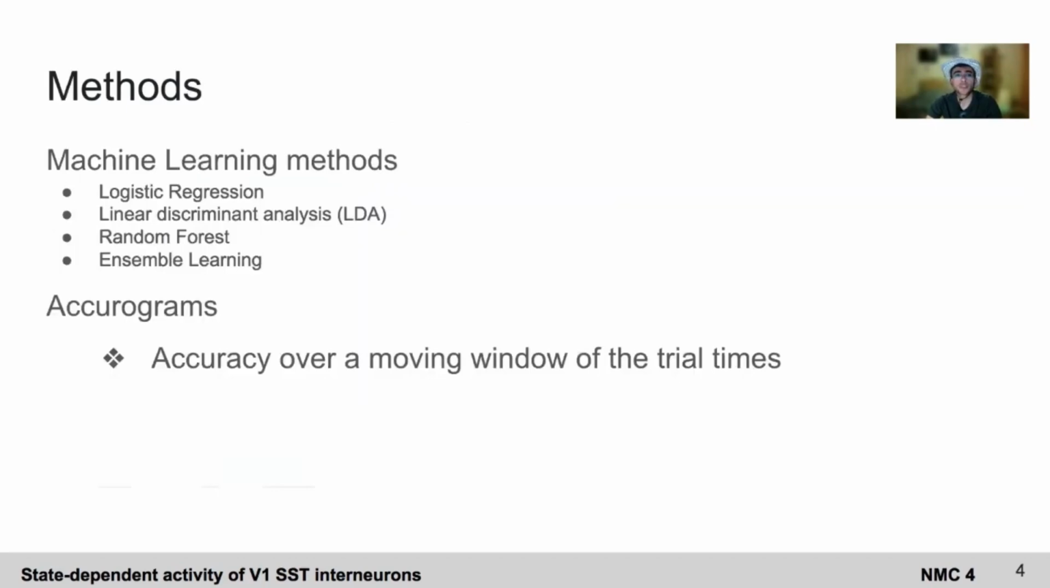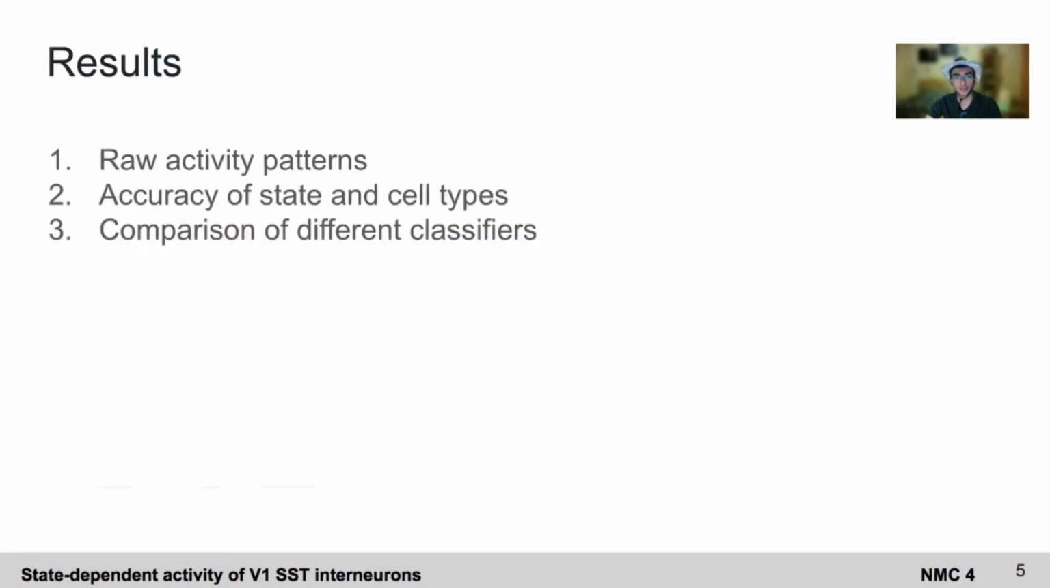We use different machine learning methods like logistic regression, linear discriminant analysis, random forest, and ensemble learning, and compared them for computing our accuragrams. Accuragrams are our novel way of computing the accuracy of a machine learning model over a small period of the trial times. So we start computing our accuracy, for example, from before the trial onset. We convolve our accuracy analysis window over the whole range of the trial times. You will see the example in the coming slide.